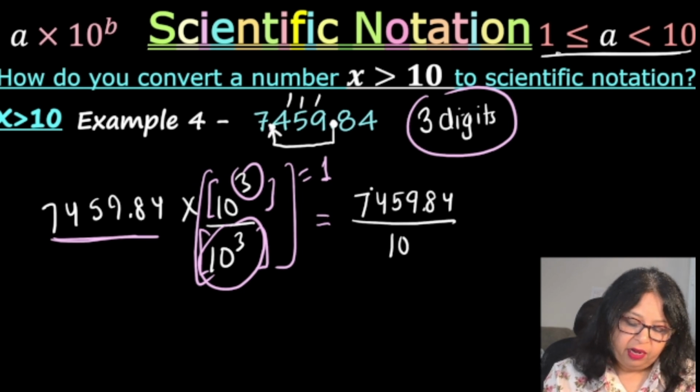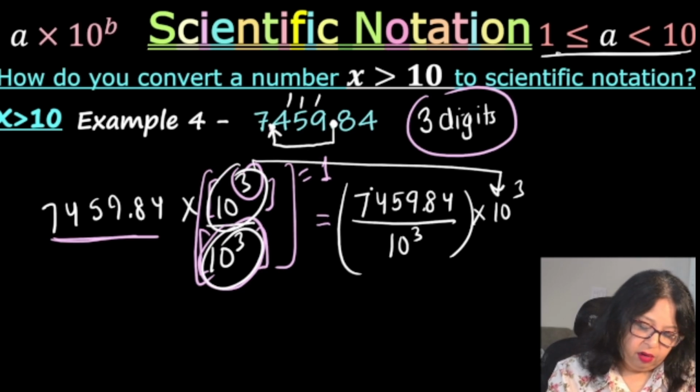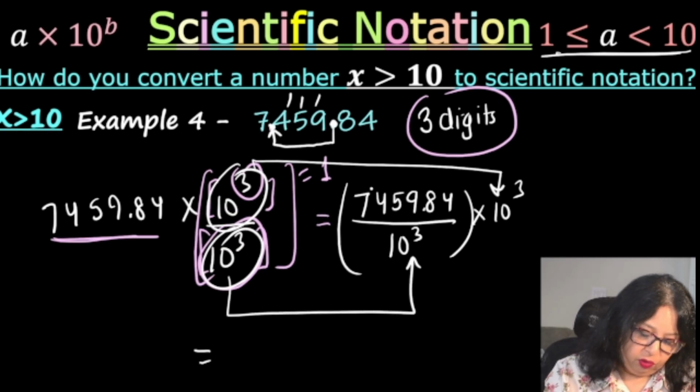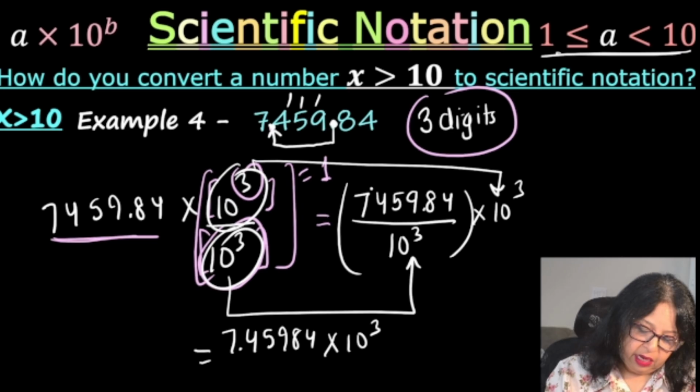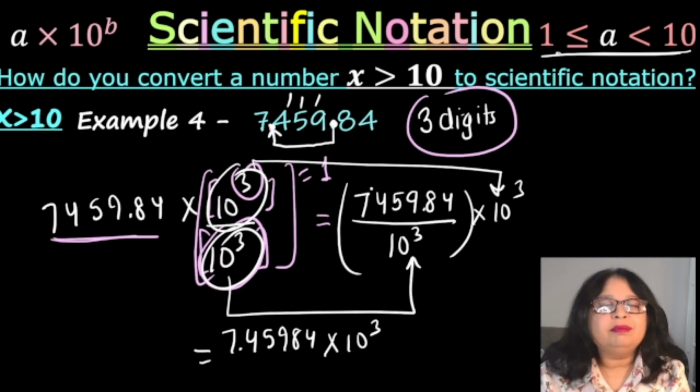So that gives you 7459.84 divided by 10 to the power 3 times 10 to the power 3. And this 10 to the power 3 on the left side is at the bottom here. So this gives me 7.45984. That's what the division gives me, times 10 to the power 3. And here you go, your number has been written in scientific notation.